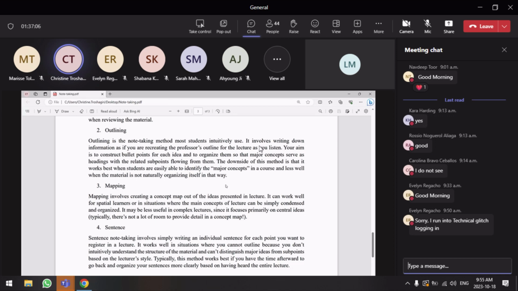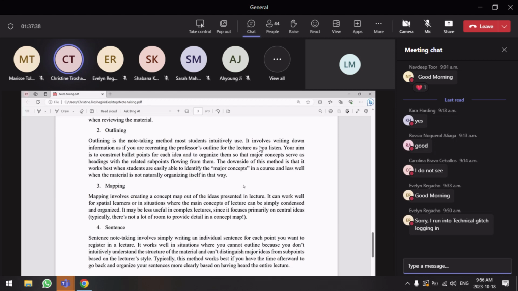The downside of this method is that it works best when students are easily able to identify the major concepts in a course, and less well when the material is not naturally organized in that way. Now, there are certain courses which are core courses, all right, such as, for instance, if we are going to talk about accounting in detail, there are many other detailed topics which you need to look closely into.